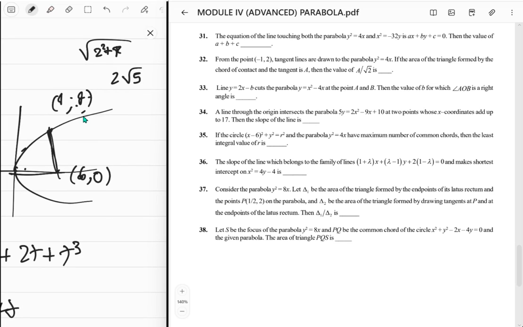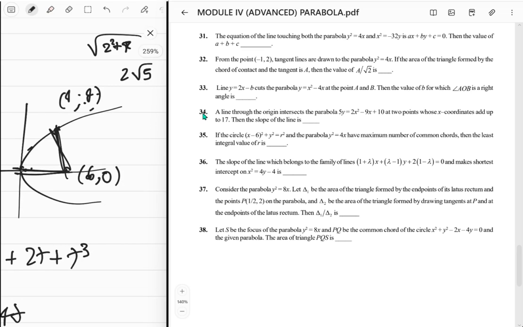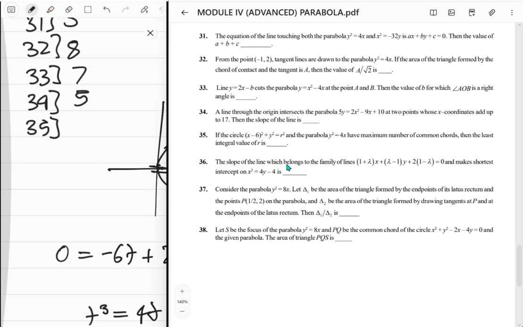Is 2√5 bigger or is 6 bigger? Well, we know that √5 is actually less than 3. So that means 2√5 is less than 6. So this is the smaller distance, and that just means it has to first touch this before it can reach over there. So the minimum integral value for which this actually happens is when r is bigger than this, just bigger by the right amount. So it's the square root of 20, which is between 4 and 5, so 5 is the minimum value. So the answer to 35 is 5.